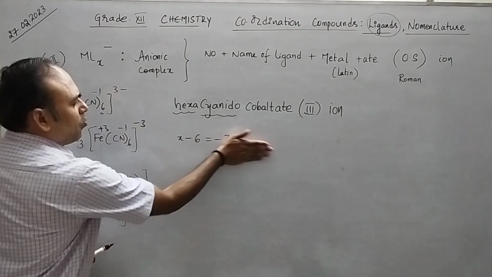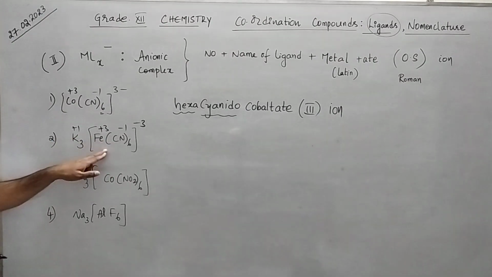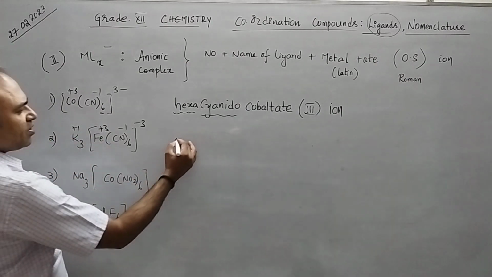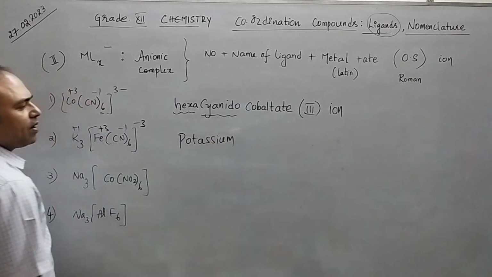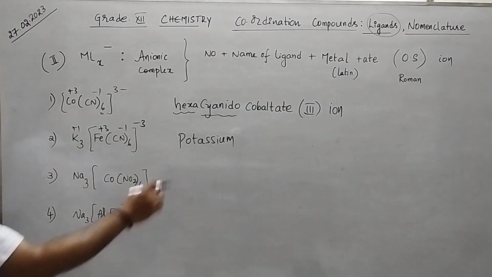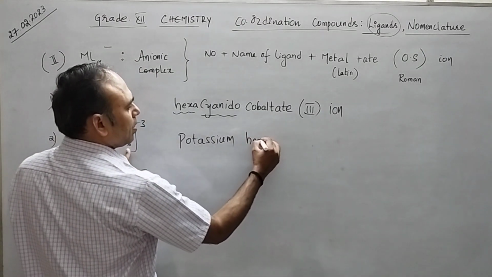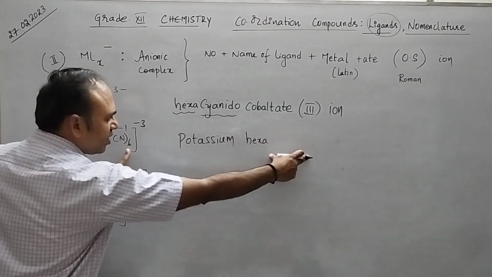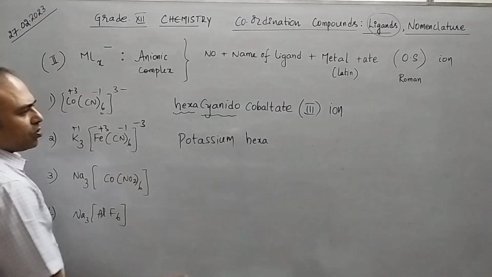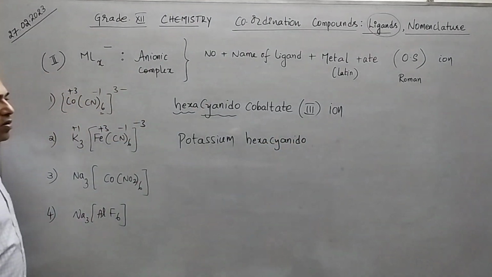Now, we have both positive as well as negative here. Therefore, we can write first cation, that is potassium ions. Leave the space and then follow the formula. How many ligands? 6. Therefore, hexa. Here we have to leave a space indicating this is cation as well as anion. So, hexacyanido. Name also we have written.